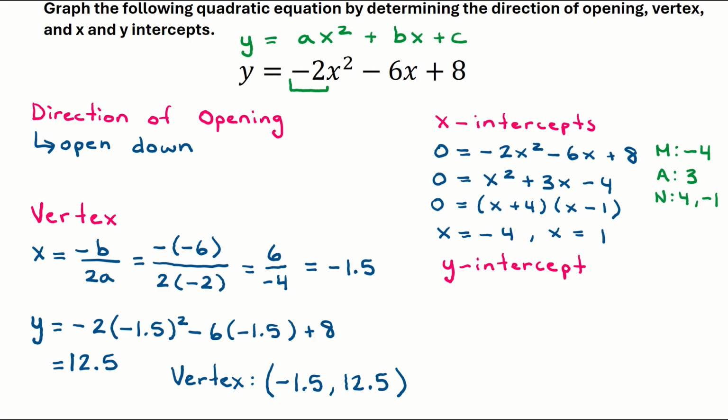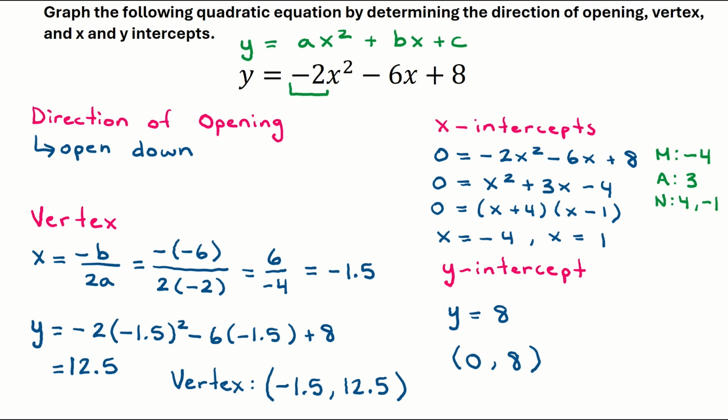Finally, we get to our y-intercept, and this is the easiest one to find because our y-intercept is just equal to our c. So y is equal to 8, and remember the point there is x is equal to 0, y is equal to 8.